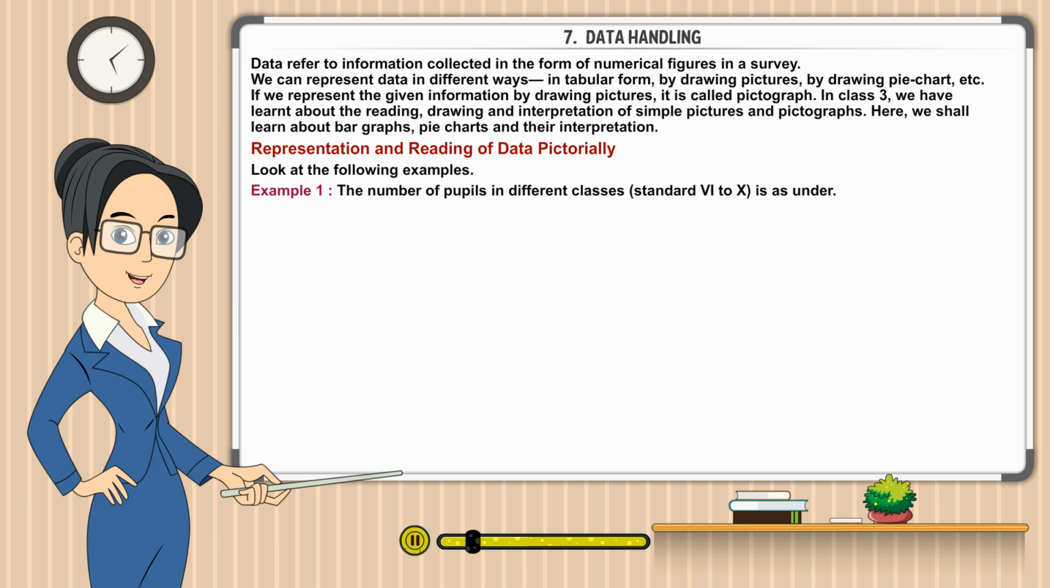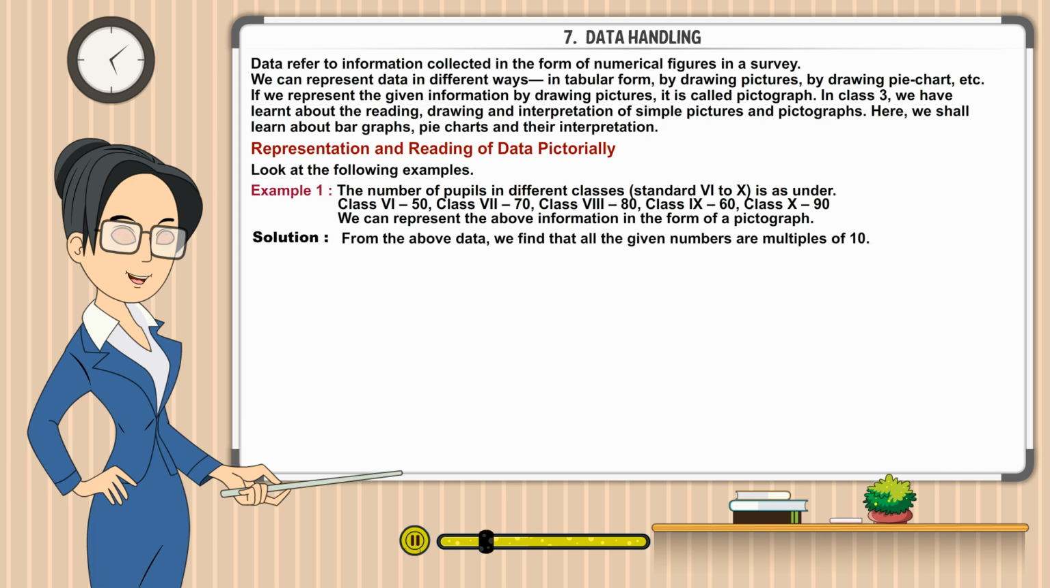Example 1. The number of pupils in different classes, standard 6th to 10th, is as under: class 6, 50; class 7, 70; class 8, 80; class 9, 60; class 10, 90. We can represent the above information in the form of a pictograph.